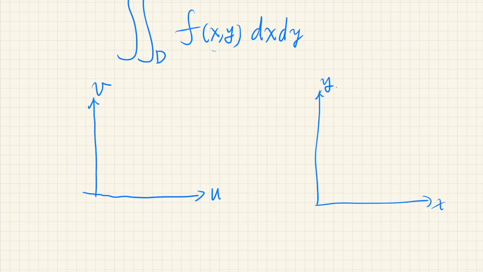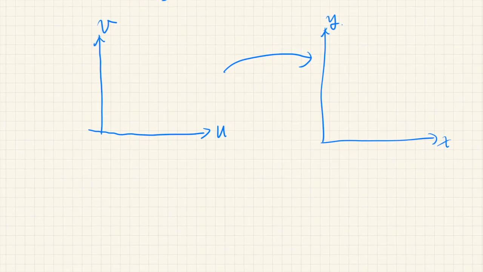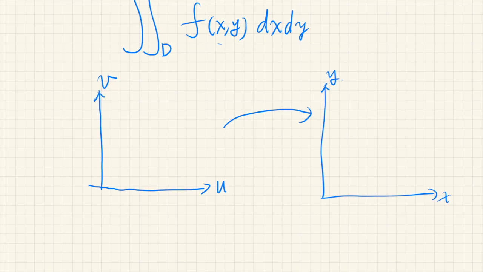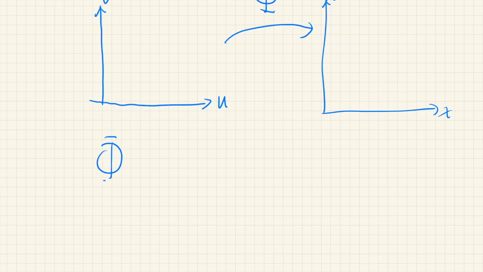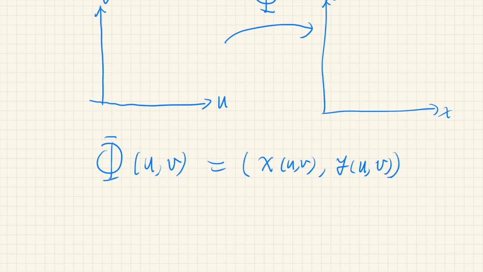We consider a map from UV space to XY space, and let's call that map capital phi. So capital phi of (u, v) is equal to (x(u, v), y(u, v)). That means x and y are both functions of u and v, by this transformation or map.